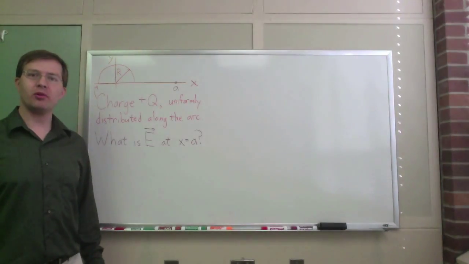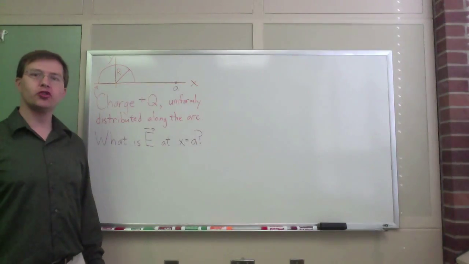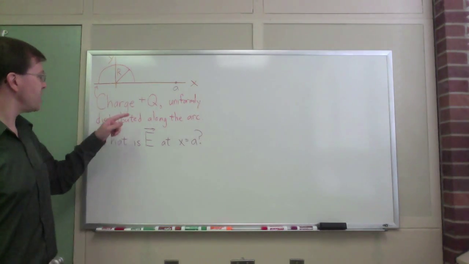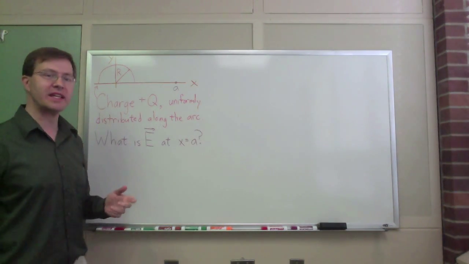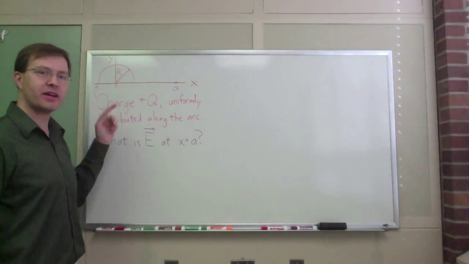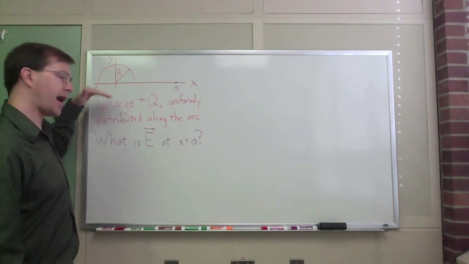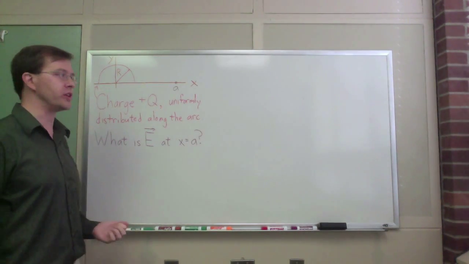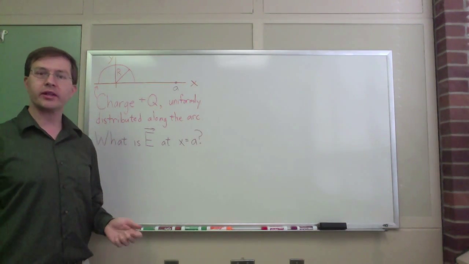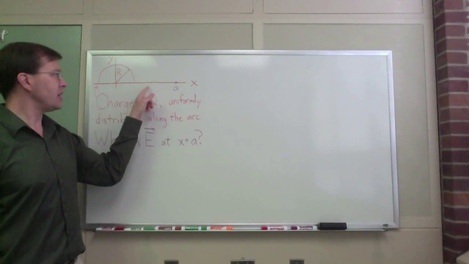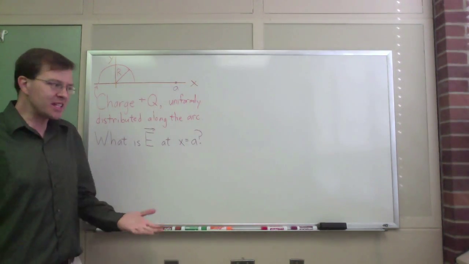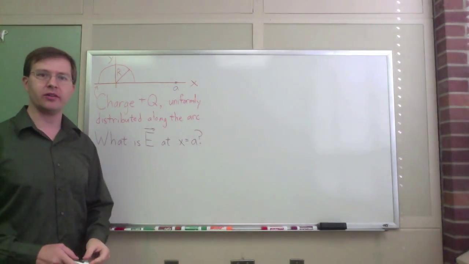I want to do an example of finding the electric field due to a continuous charge distribution. A distribution of charge, in this case of a total charge plus Q, spread evenly around this semicircular arc. The half circle is entirely above the x-axis, radius capital R, centered at the origin. I want to find out what the electric field is at a position along the x-axis, a distance a away from the origin. So that's my question. What is that electric field?